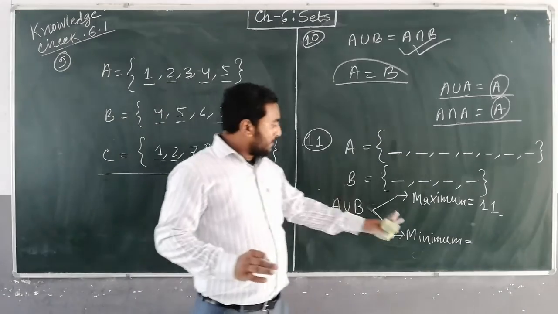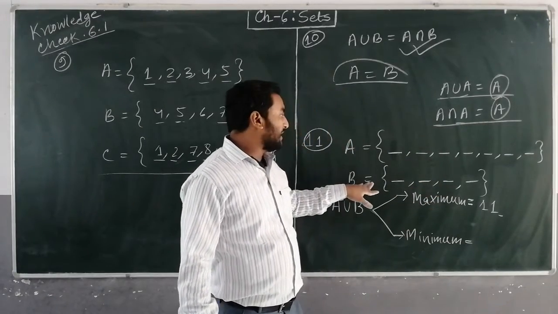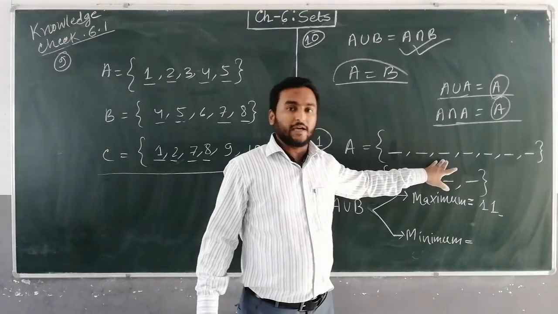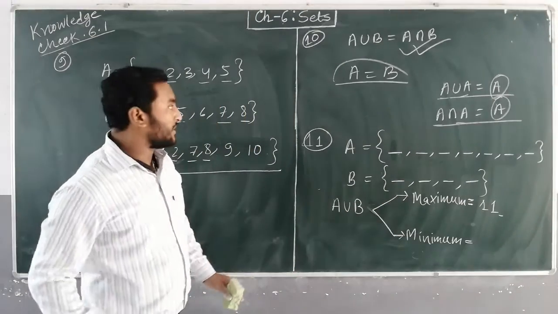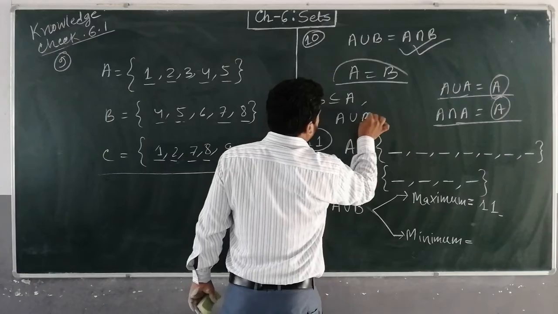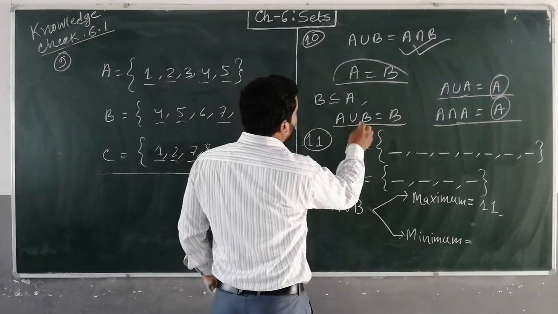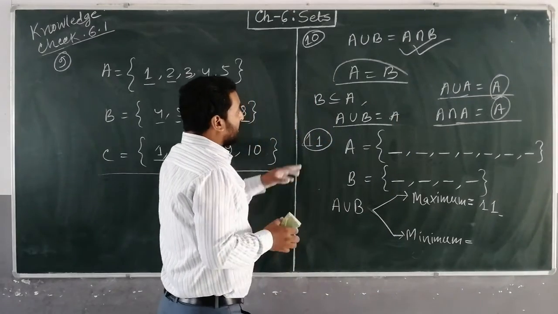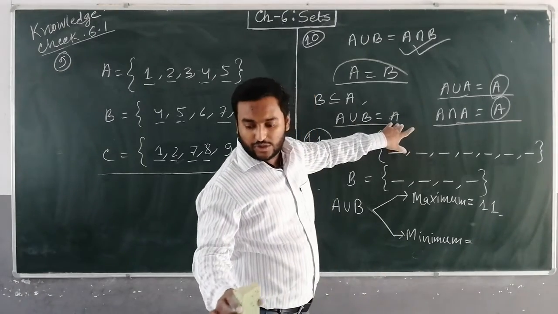So A union B can have a maximum of 11 elements. Now the minimum. Suppose B is a subset of A, meaning all the elements of B are present in A. In question number 7 you did that if B is a subset of A, then A union B equals A. That will happen. You have solved that in question number 7.